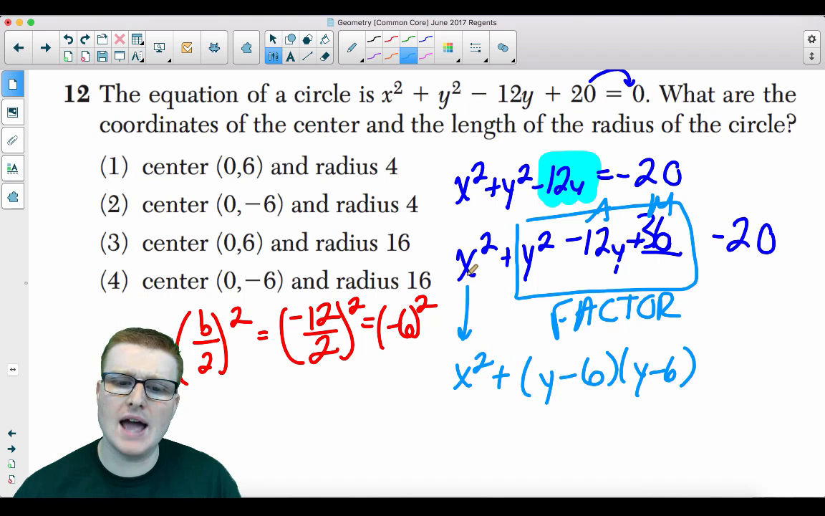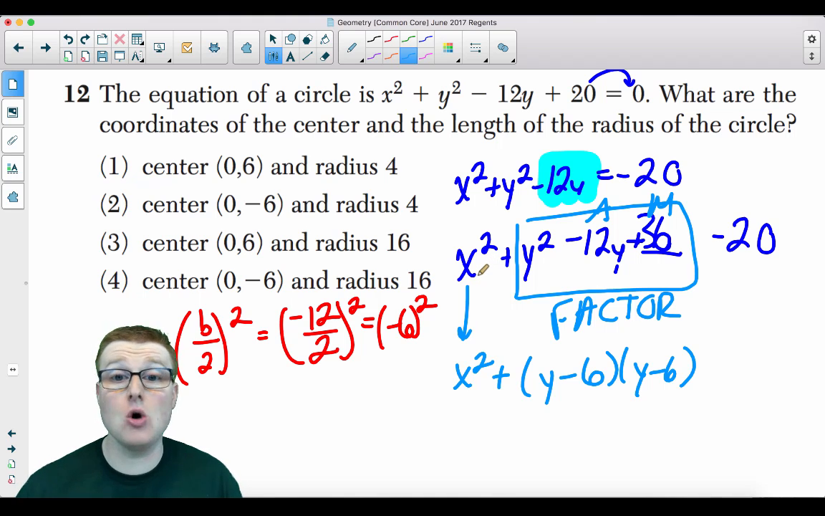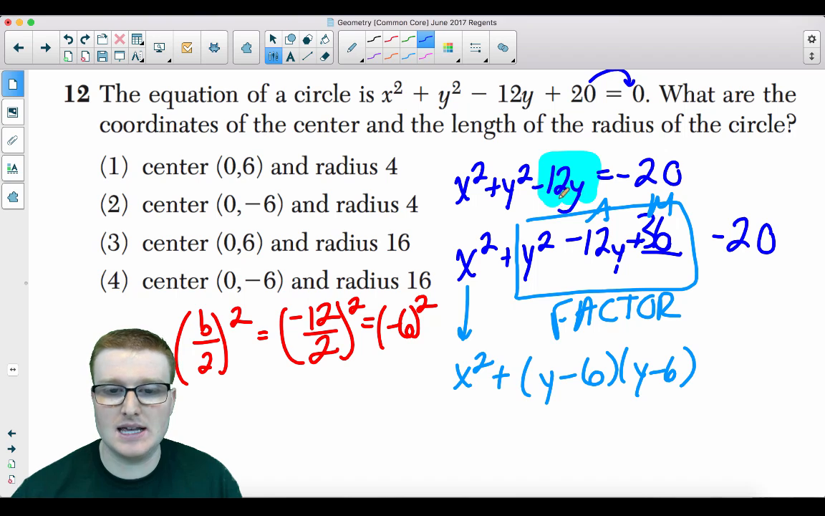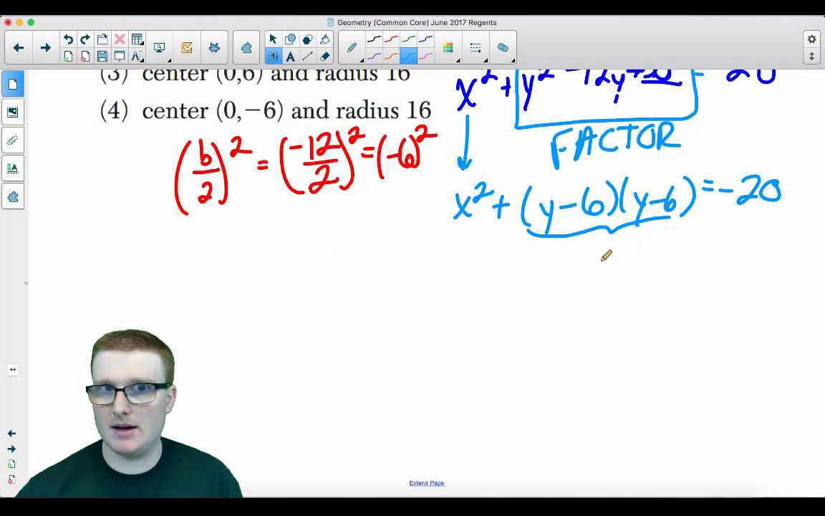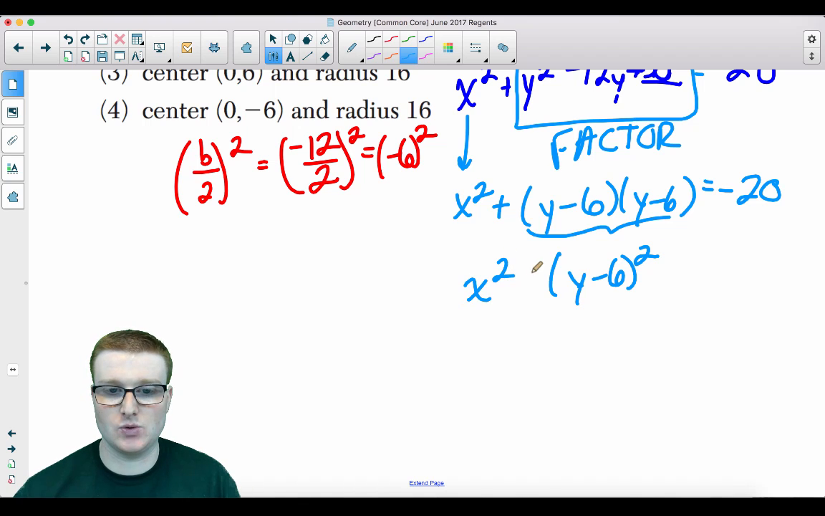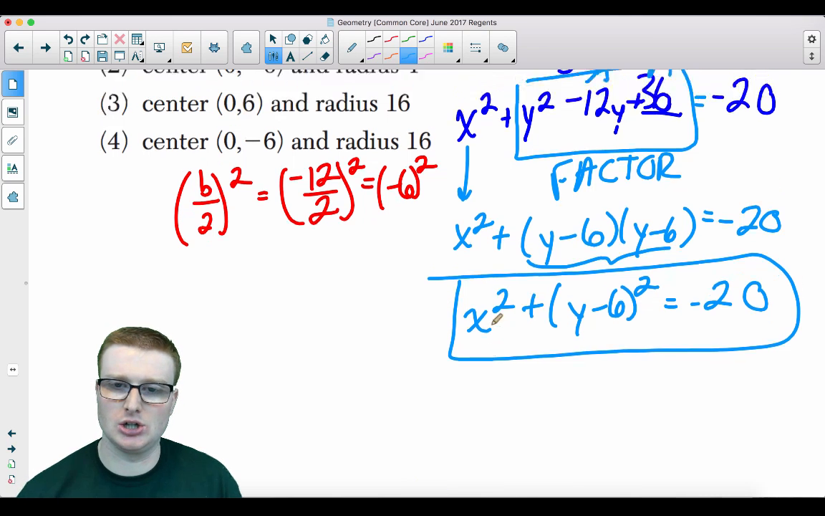By the way, if you're wondering why we didn't complete the square for x squared, it's because there's no linear term. There's no x times a number. So we just keep moving with the y. Equals negative 20. Now from here, you could rewrite y minus 6 times y minus 6 as y minus 6 squared. X squared carries along for the ride equals negative 20. Ladies and gentlemen, this is your center.